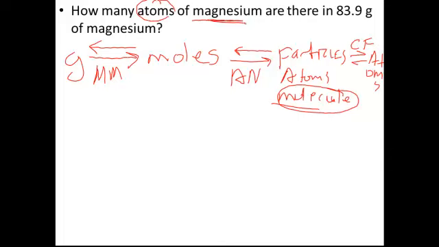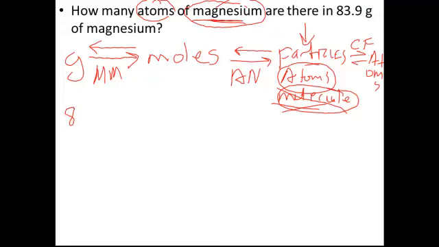Now notice we don't have a molecule. We're only talking about magnesium. So when we get to particles, that's going to be in atoms already. We don't have to go from molecules to atoms because there is no molecule. It's just magnesium all by itself.